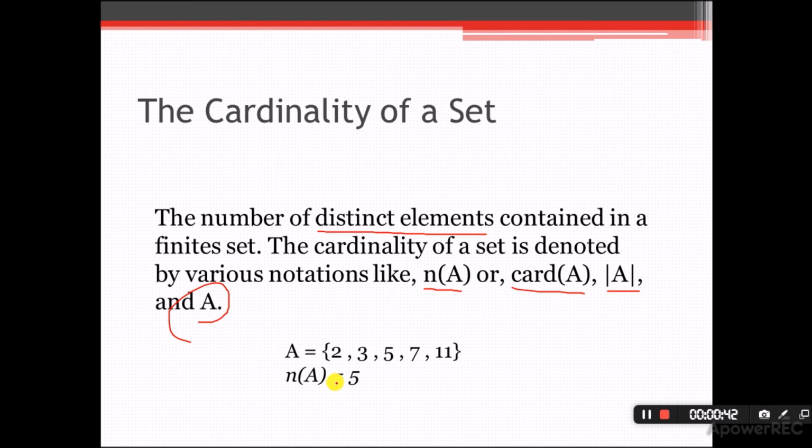So, example, we have a set A of the elements 2, 3, 5, 7, and 11. Its cardinality is 5. So you can see there are 5 elements in the set A. That's 2, 3, 5, 7, and 11.